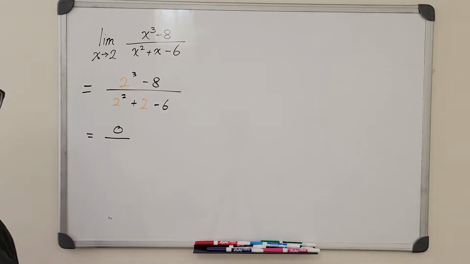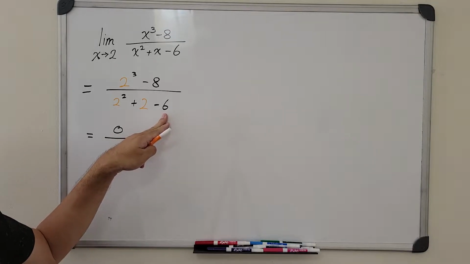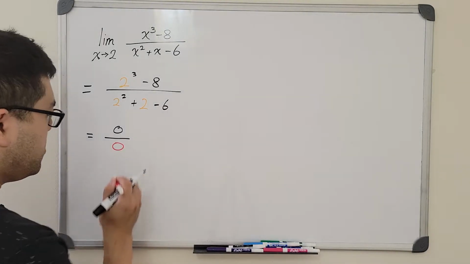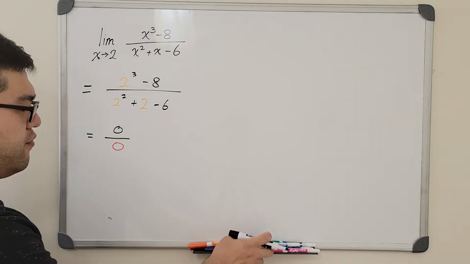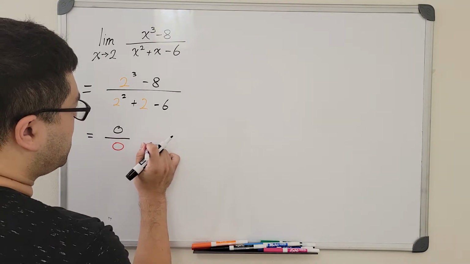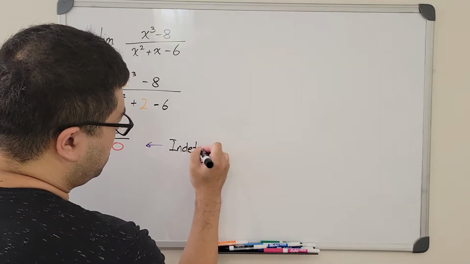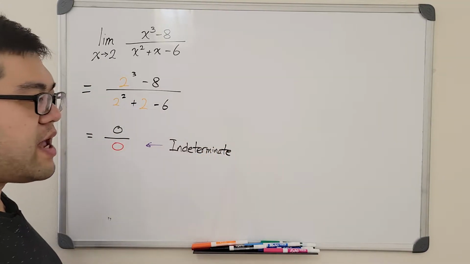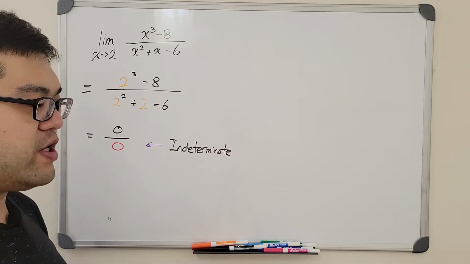What about the denominator? We get 2 squared, which is 4, plus 2, which is 6, minus 6. What does that give us? We get 0, right? So what does that mean? We get 0 over 0. So what's 0 over 0? This is what we call the indeterminate form. What does that mean? It means that it could be any value or anything that we could think of. It doesn't have a fixed result.